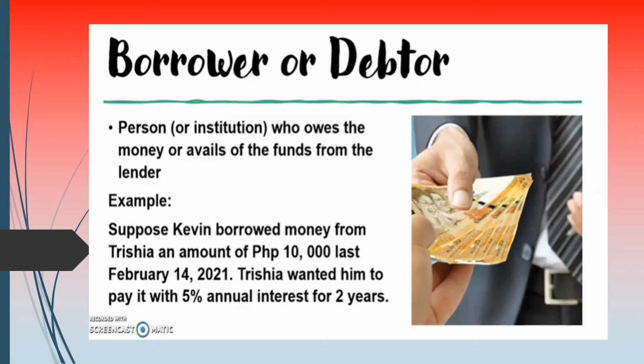Next is borrower or debtor. This is a person or institution who owes the money or avails of the funds from the lender. Example, suppose Kevin borrowed money from Trisha, an amount of 10,000 pesos last February 14, 2021. Trisha wanted him to pay it with 5% annual interest for 2 years. In this case, Kevin is now a borrower and Trisha is a lender.